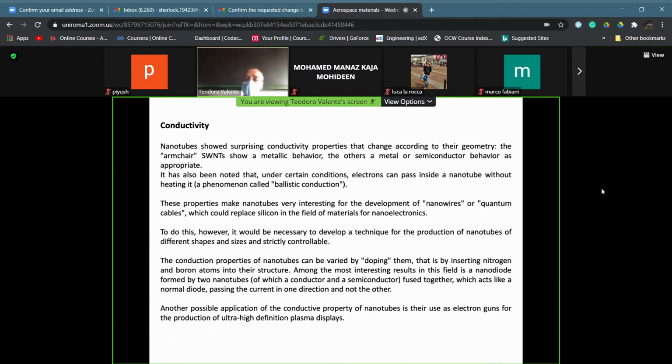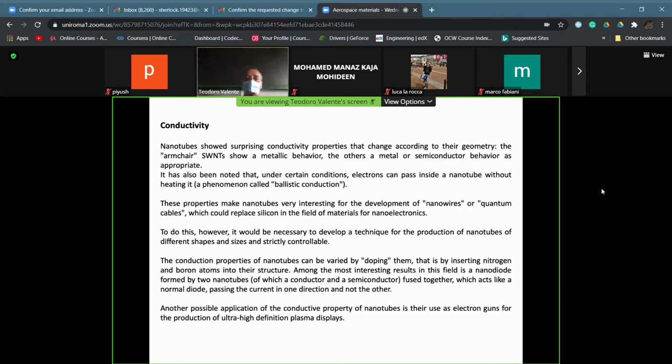And it has also been noted, which is very interesting, that under certain conditions electrons can flow inside a nanotube without heating it. What does it mean? This phenomenon is called ballistic conduction. It means electrically conductive materials with no loss, which is very, very interesting. And so these properties make nanotubes very interesting for the development of nanowires or quantum cables, which in principle could replace silicon in materials for nanoelectronics, based on these effects.